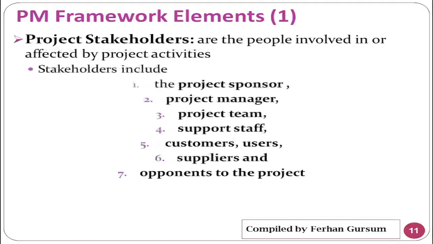Okay, when we come to project management framework elements 1 project stakeholders የሚባሉ አሉ. Project stakeholders are the people involved in or affected by project activities. Stakeholders include the project sponsor, the project manager, the project team, support staff, customers or users, suppliers and opponents to the project. These are included under stakeholders ይባላሉ ማለት ነው. Okay, you have to know this.